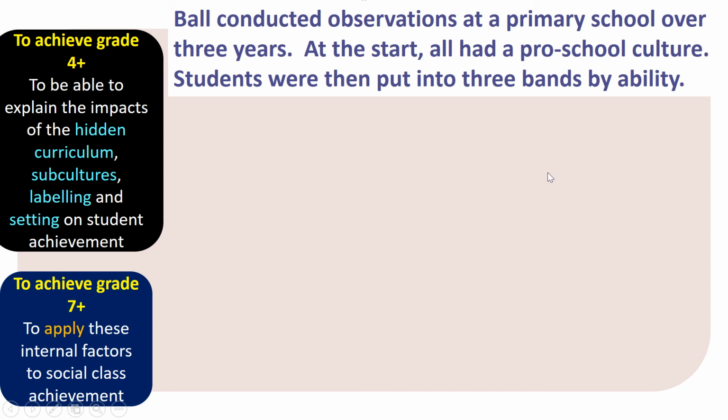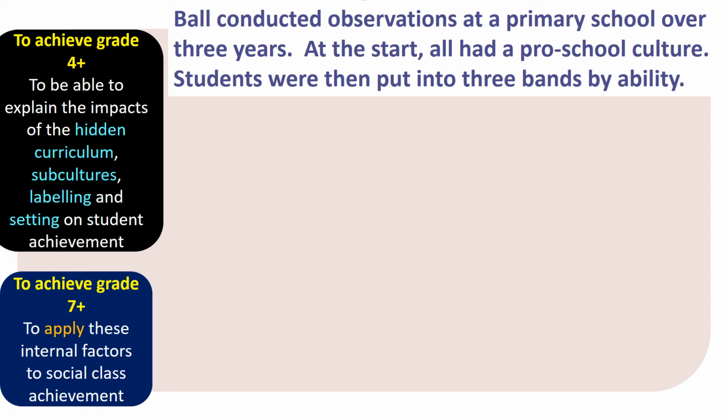But then the school divided them up. They put some of the students into mixed ability classes. And after 3 years, the students in the mixed ability classes still had a pro-school culture. The other half of their year, they put into 3 bands. So this is streaming, a top band, a middle band, and a lower band. And they had all their lessons with people in the same band based on their ability. And Ball observed them.